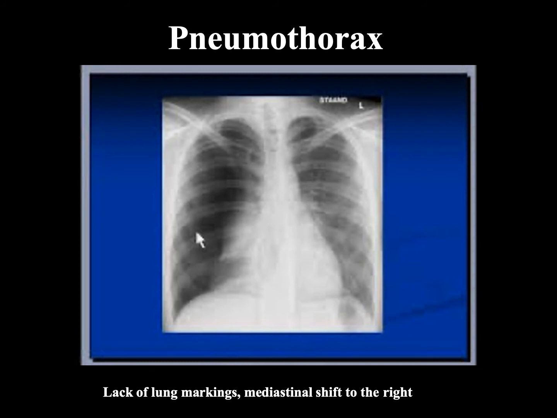Then pneumothorax, there's just no lung markings here. You see different parts of the lungs over here, these bronchioles and everything here. You see a pretty flat black area here. You don't see much of a marking here, indicating that there's a lot of decreased lung volume. Plus you see this mediastinal shift to the right because of this lung volume.